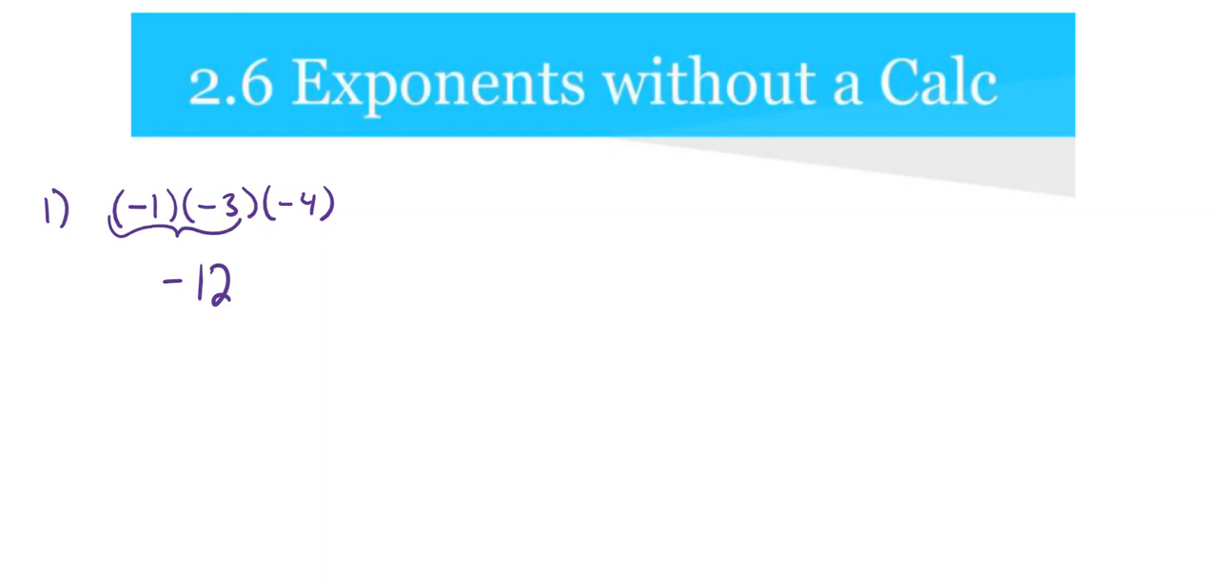Right, so it's going to come out negative, and the way we know that is because -1 times -3, a negative times a negative gives us a positive. So I know that that's going to be +3. And then +3 times -4, if it was written like this now, a positive times a negative comes out negative, right? So that's -12.